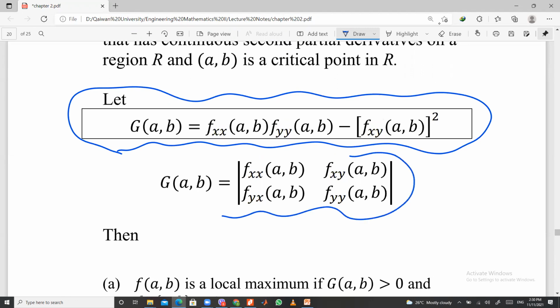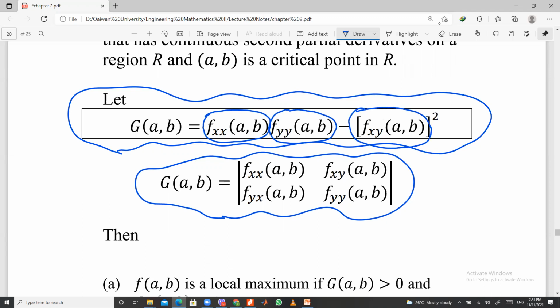In the second derivative test, we use this formula. We use this determinant, this Jacobian. Here, we say g of AB equals f sub xx at the point times f sub yy at the point minus f sub xy at the point squared. If f sub xy equals f sub yx, we just write down one of them squared, because here we have f sub xx times f sub yy minus f sub yx times f sub xy. If these two are equal, we just square one of them.